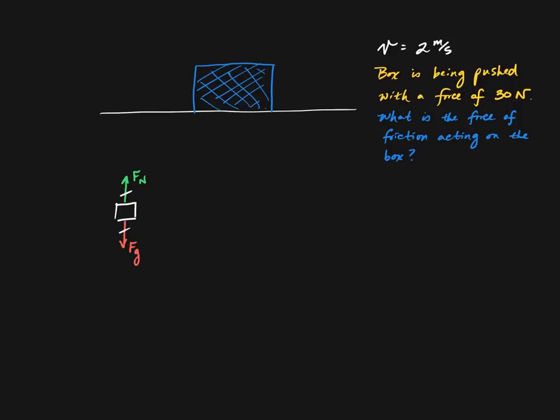Okay, so we also know that we have a force applied here, and that's equal to 30 newtons, and we have some frictional force, and that's what we need to find. So we're going to use an equilibrium equation to find what the force of friction is.